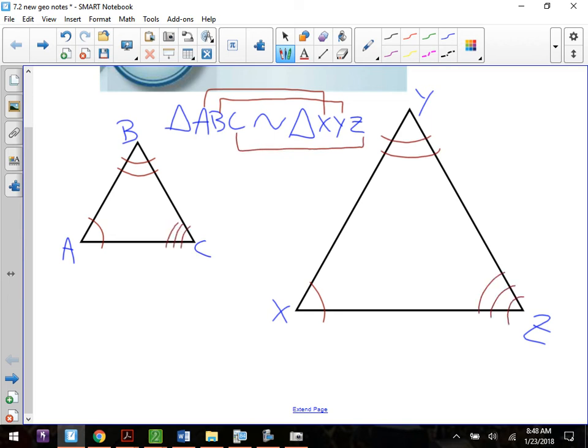Now I know I used a generic picture of a triangle, but this goes for any shape, any polygon that you have, no matter how many angles there are: 3, 5, 8, 12, whatever. As long as you have that statement that says they're similar, you're always going to get all the corresponding angles congruent. So the first thing is all corresponding angles are congruent. Then the second thing is the sides are proportional.